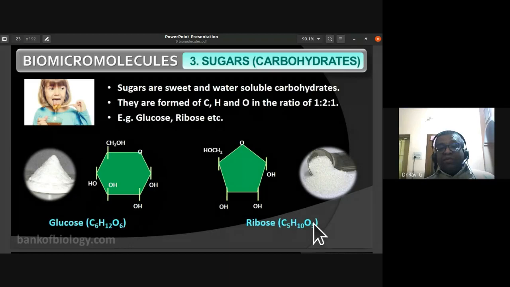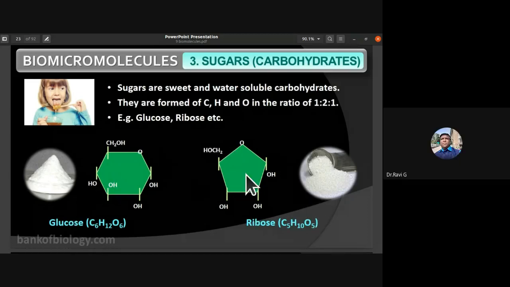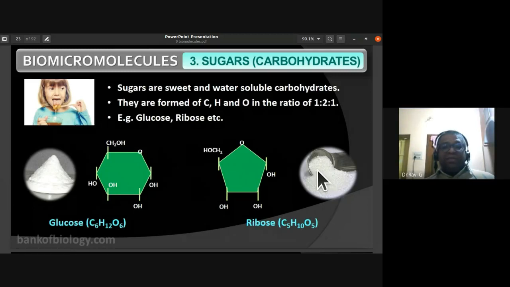Okay, so the glucose is C6H12O6. Then ribose sugar is C5H10O5. So again you notice here 1 is to 2 is to 1. So ribose is a pentose sugar, and you can notice that they have this formula of C5H10O5. So these are the types of sugars which have the carbon, hydrogen, and oxygen in the ratio of 1 is to 2 is to 1. So the glucose and the ribose sugar, this is what is the formula of them.